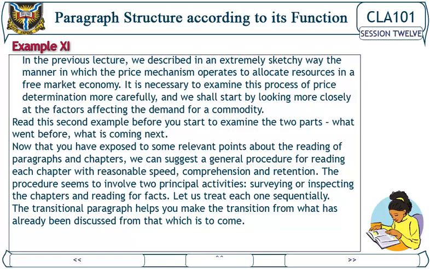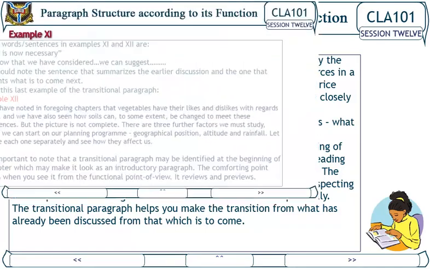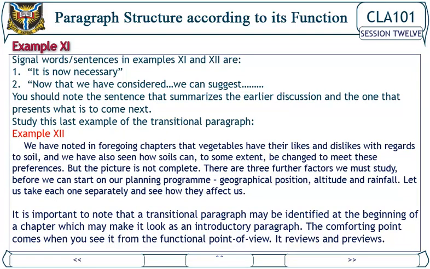The transitional paragraph helps you make the transition from what has already been discussed to that which is to come. Signal words or sentences in example 11 and 10 are: 1. It is now necessary. 2. Now that we have considered, we can suggest. You should note the sentence that summarizes the earlier discussion and the one that presents what is to come next. Study this last example of the transitional paragraph.